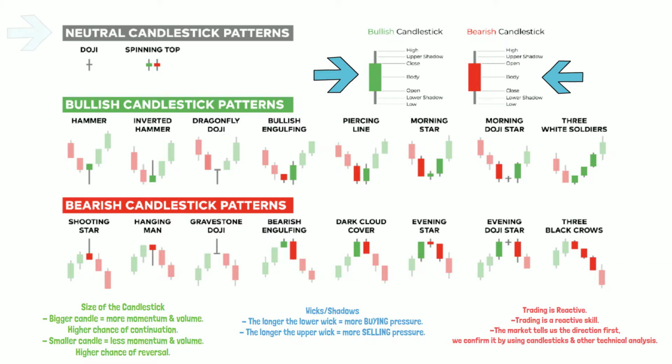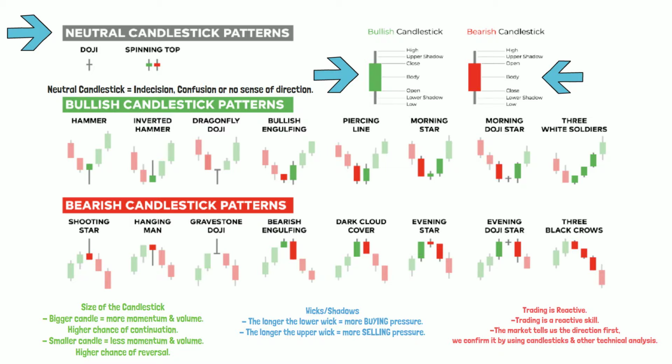So let's start with neutral candlestick patterns. Neutral candlesticks signify indecision. The market isn't buyer heavy or seller heavy. Since this is a reactive game, we have to wait until the next candles tell us what direction we're headed. Then we have the doji candle, which is a cross-shaped candle where the open price and the closed price are the same. In other words, completely neutral.